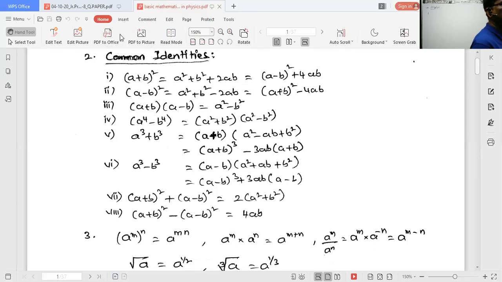Okay, here all of you see common identities. (a + b)² = a² + b² + 2ab. We can write now. Or (a − b)² = a² + b² − 2ab. All of you see the display. We can write now. Okay.